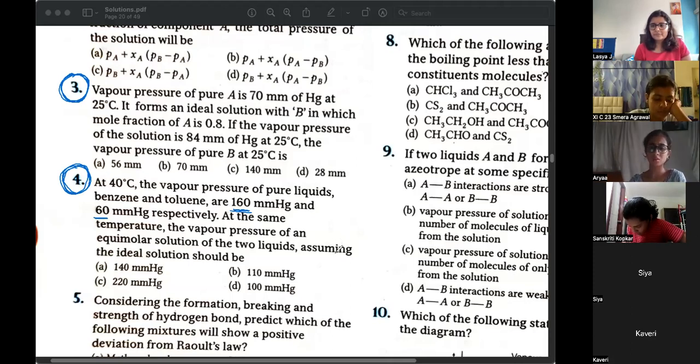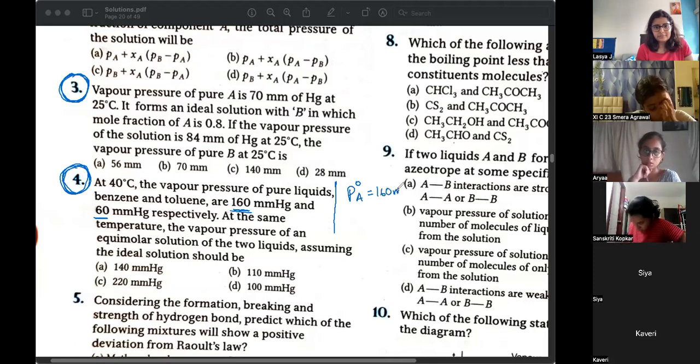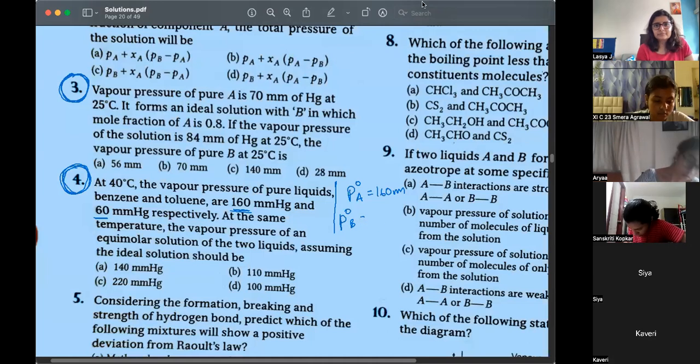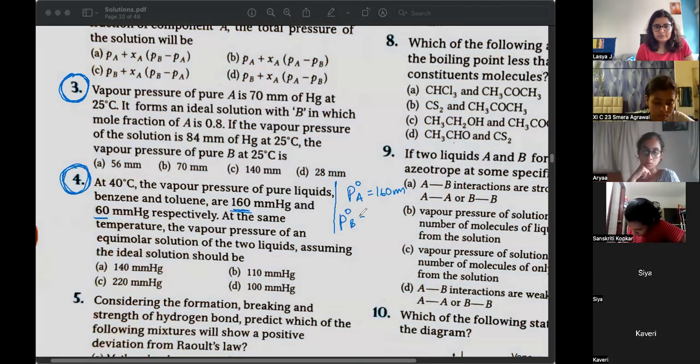Miss, can you solve the fourth one? Okay. No, you'll be able to solve it. Like what all information are you given here then? P naught D is 160. P naught T is 60. A and B. A is benzene. B is toluene. Okay. B is 60 mmHg. Okay. What else?